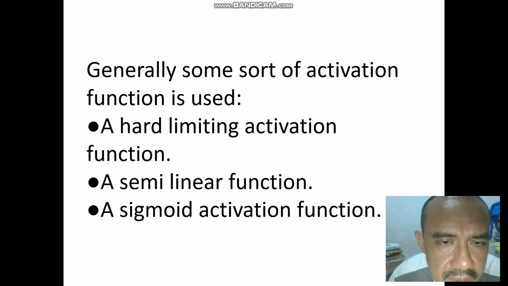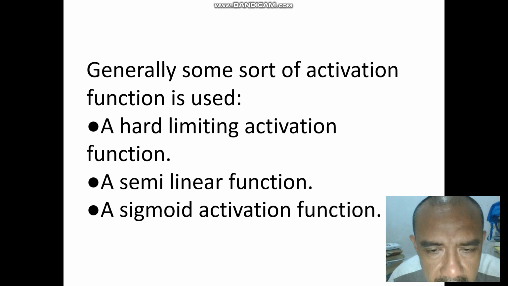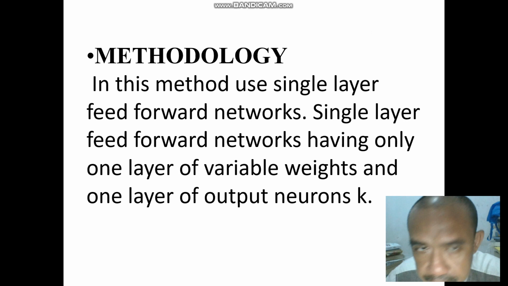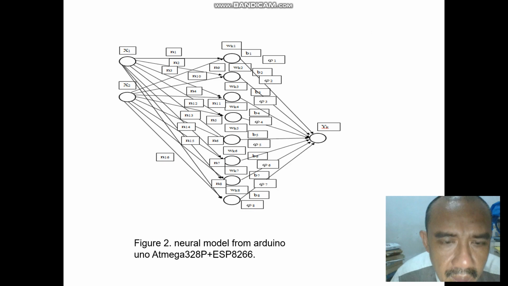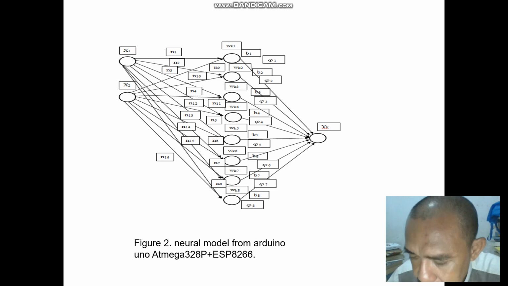Generally, some sort of activation function is used: a hard-limiting activation function, a semi-linear function, or a sigmoid activation function. Methodology: in this method, we use a single layer feedforward network, having only one layer of variable weights and one layer of output neurons k. This is the figure of the neural model from Arduino Uno, ATmega 328P, plus ESP8266.